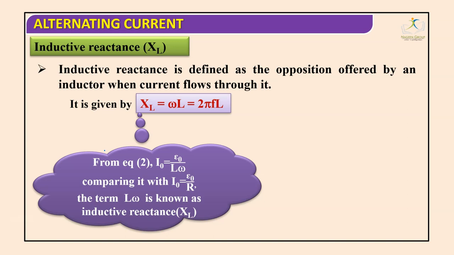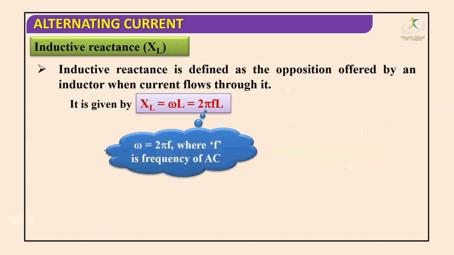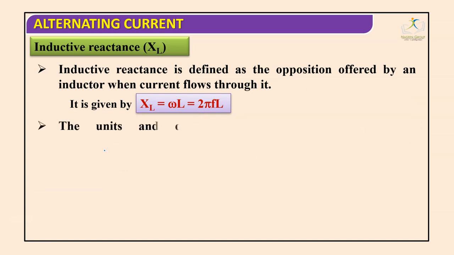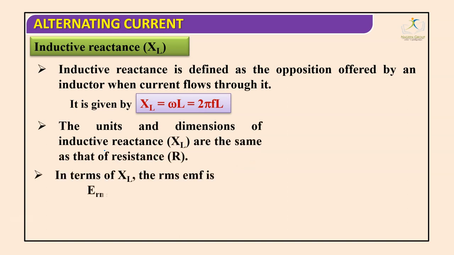So the term L omega acts as a resistance, and we call it the inductive reactance, denoted as XL. So I naught sine omega t minus pi by 2 is the value of I, where omega is equal to 2 pi F, and F is the frequency of the AC. The unit and dimension of inductive reactance are the same as those of resistance R, like ohm.